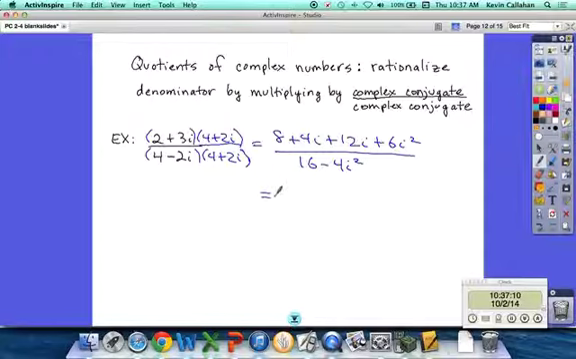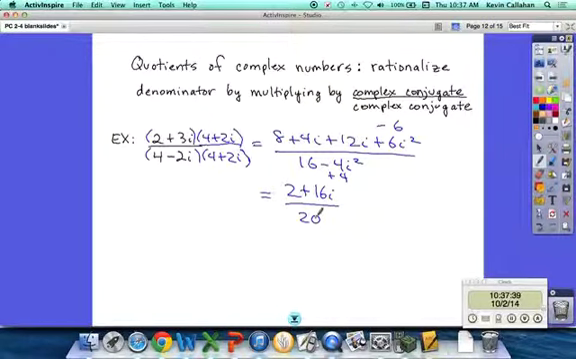Now, in the numerator, this 6i squared is minus 6, right? So 8 minus 6 is 2. 4i plus 12i is 16i. In the denominator, minus 4i squared becomes plus 4, right? So that's over 20.